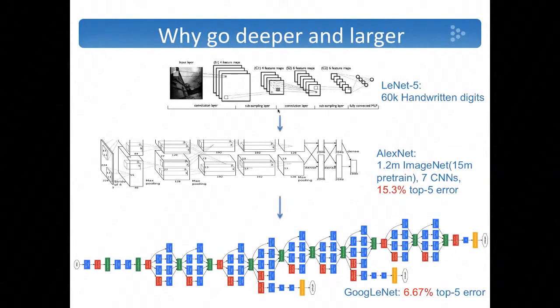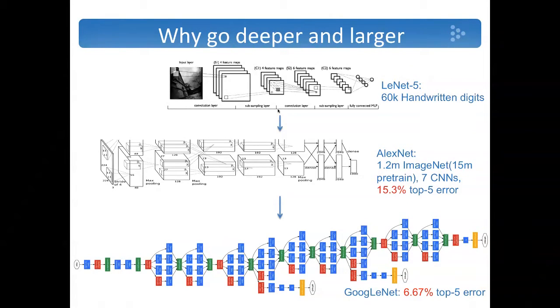Okay, next I want to talk about why people use much deeper and much larger neural networks than before. As you can see on the top, it is the Sharcnet I've shown you before. It is used to recognize handwritten digits. The whole MNIST data set includes only 60,000 samples, so it's not a big data set. It's very small nowadays.